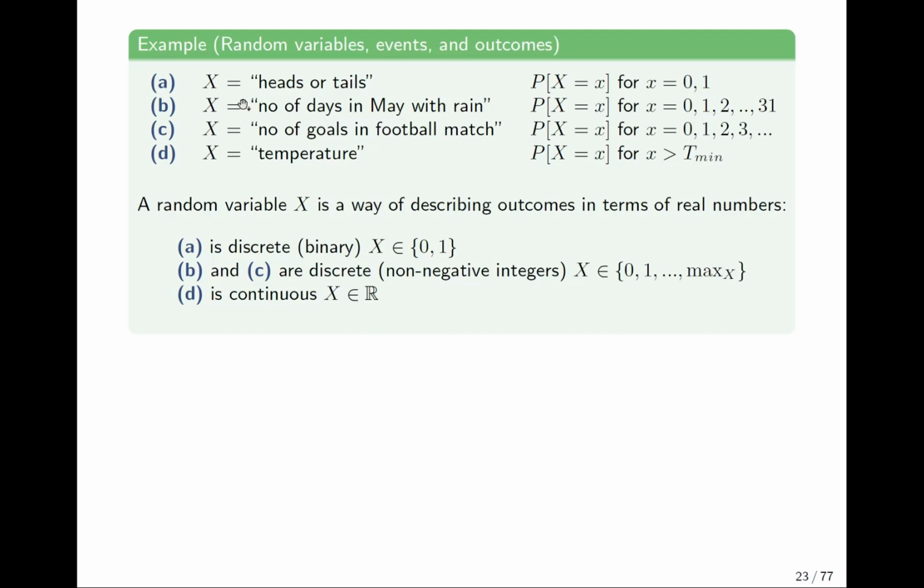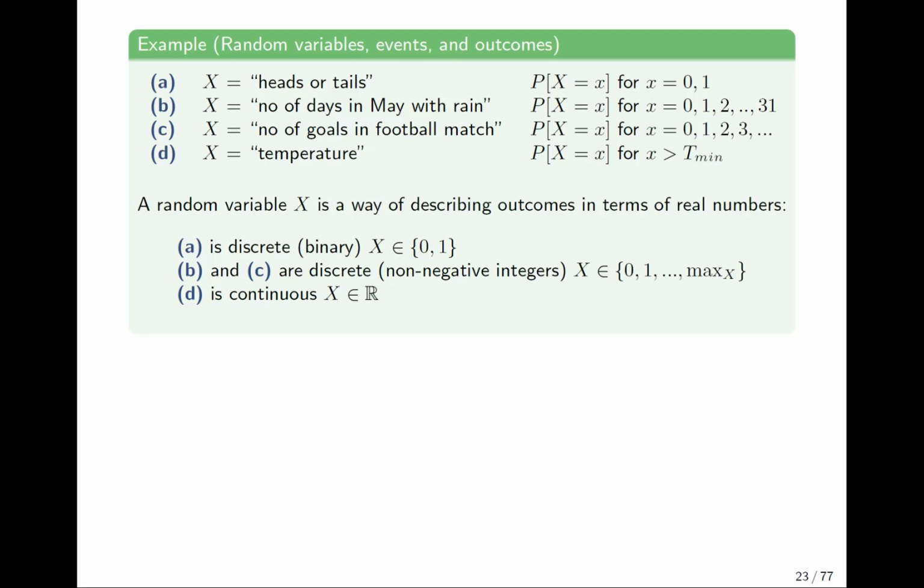Another experiment in the broadest sense: how many days might it rain in the month of May? This again is an integer random variable with values ranging from 0 up to 31. So 31 distinct values are the sample space that this can take, and that is mapping X to a real number. Another example, same kind of thing, number of goals in a football match. Well, it could be 0, it could be 1, it could be 2, 3, and so on.